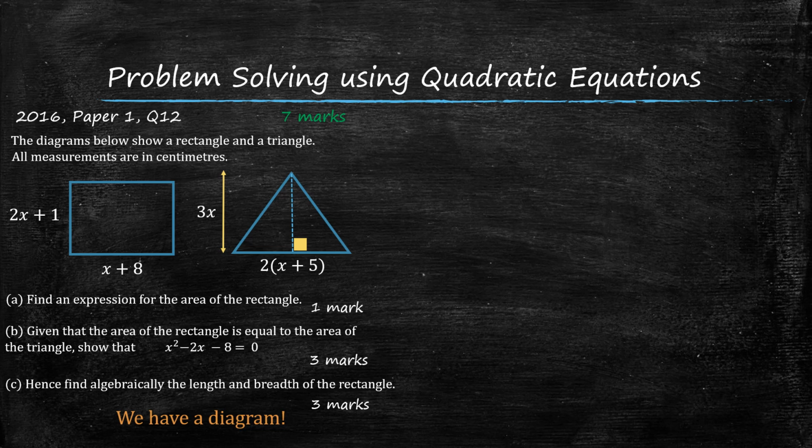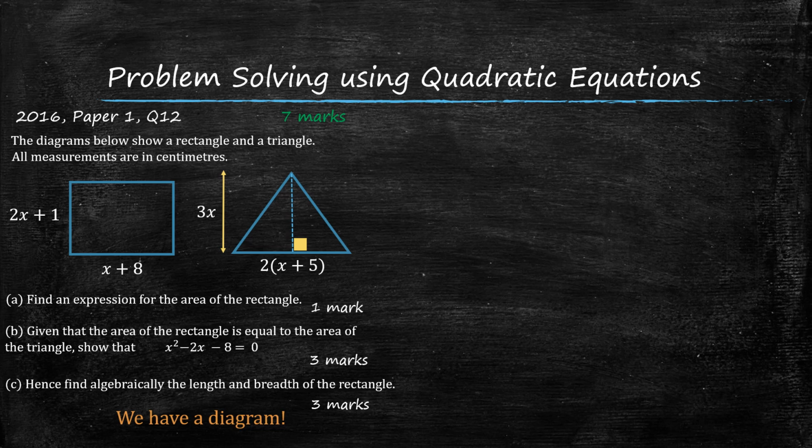In part B, given that the area of the rectangle is equal to the area of the triangle, show that x squared minus 2x minus 8 equals 0. In part C, it says, hence find algebraically the length and breadth of the rectangle. Okay, now, given that part B has a quadratic equation within it, this should get your mind into the mode of thinking that this is a quadratics problem solving question, and you're going to use the skills learned in the quadratic section of your course to solve this question.